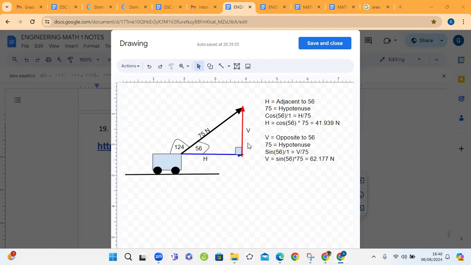There is an idea whereby, seeing that we have found the 41.939 as the horizontal, so now we have two sides. You could apply Pythagoras theorem to get the vertical side, the vertical component, because we have the 75 newtons and we have the 41.939. That would be 75 squared minus 41.939 squared, square root thereof, and that should give you 62.177 approximately.